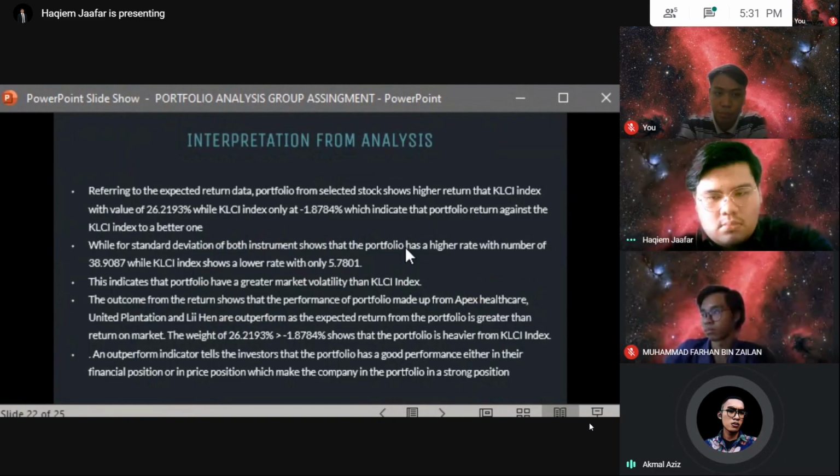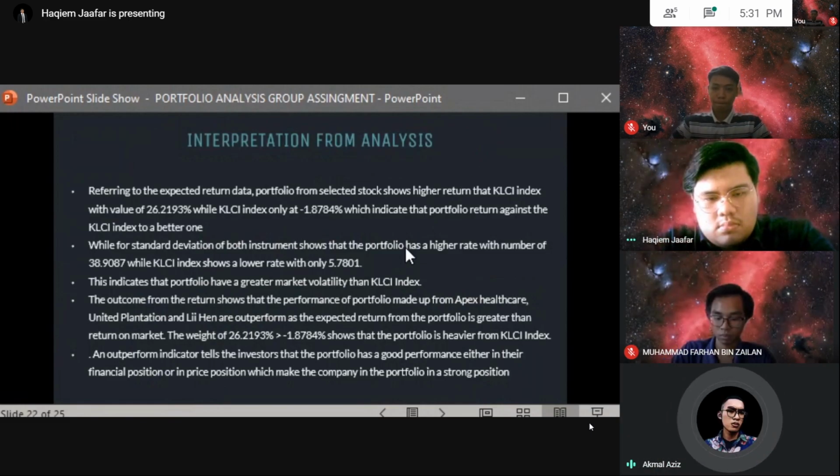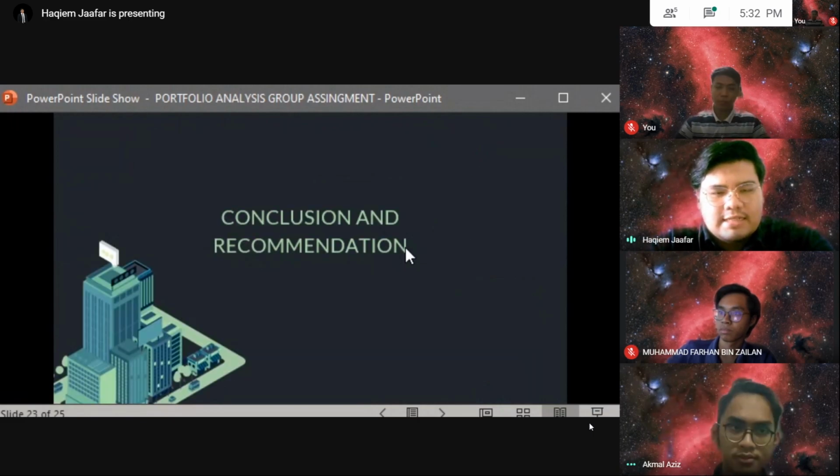The outcome from the return shows that the portfolio made up of Apex Healthcare, United Plantation, and Lihan outperforms, as the expected return from the portfolio is greater than the return on market. The value of 26.2193% is greater than negative 1.8784%, which shows that the portfolio is ahead of the KLCI index. And the outperform indicator tells the investor that the portfolio has a good performance either in its financial position or in price position, which makes the companies in the portfolio in a strong position. So, for the last section, I will explain the conclusion and recommendation from this analysis.